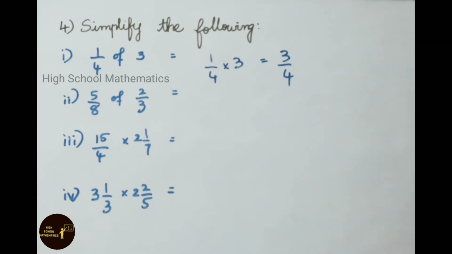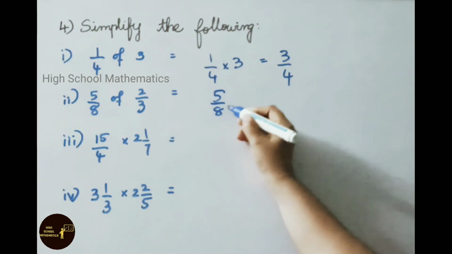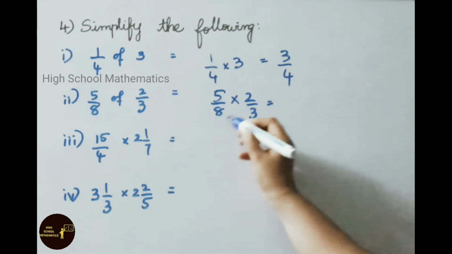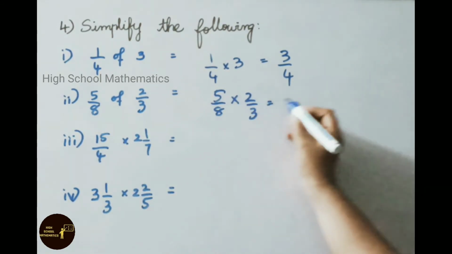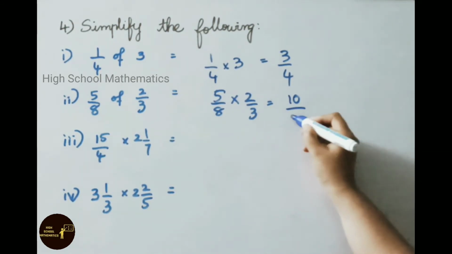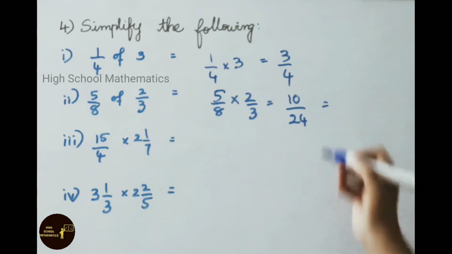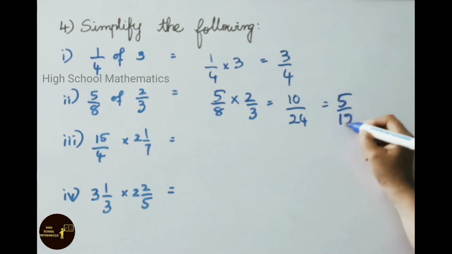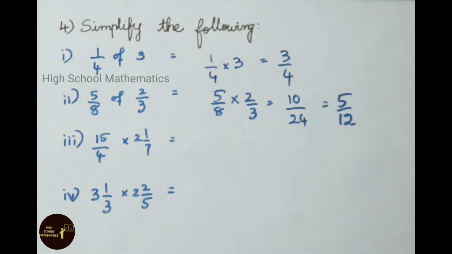See now second question, 5 by 8 of 2 by 3. That equals 5 by 8, of means into, 2 by 3. That equals to multiply numerators and denominators separately. 5 into 2, 10. 8 threes are 24. So the answer is 10 by 24. This can be simplified further. 2 table: 5 times 10, 12 times 24. So the answer is 5 by 12.